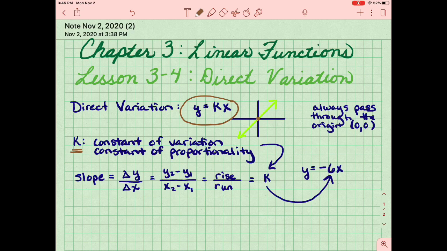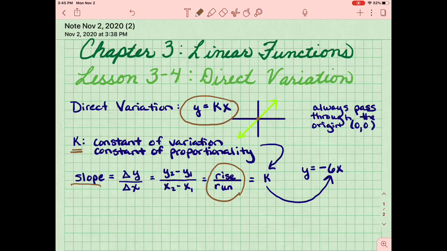And if you will remember from the last lesson, when we learned about slope, slope is the change in y over the change in x, or y2 minus y1 over x2 minus x1. Another way that we can talk about slope is the rise over the run. So remember, the change in y is the up and down direction that we're going, and the change in x is the left to right.